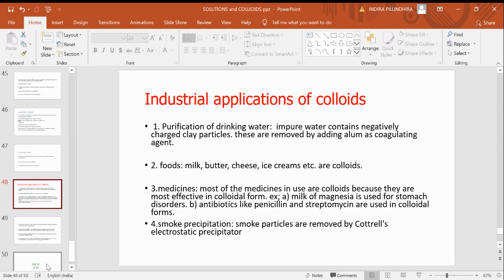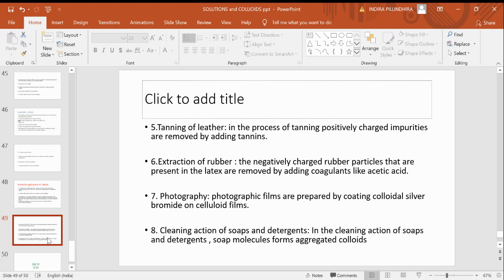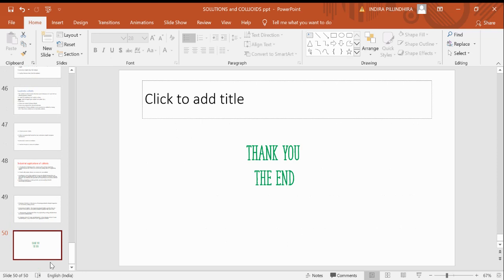And finally, we have seen the industrial application of the colloids. So where these colloids are used, and that is continued in the next slide also. Okay. With this, we have completed the chapter Solutions and Colloids.